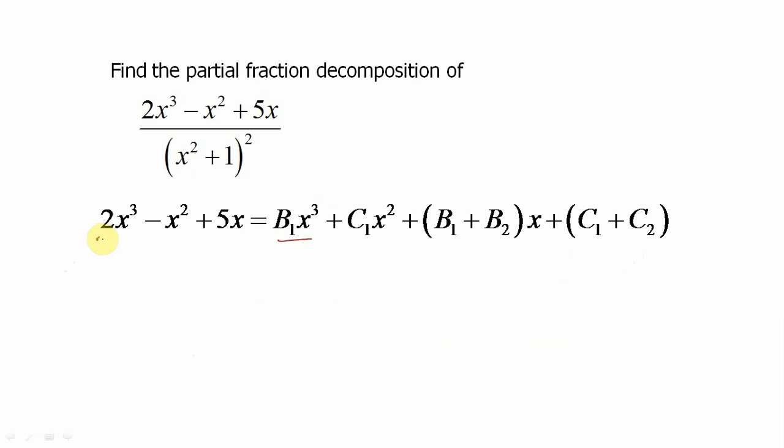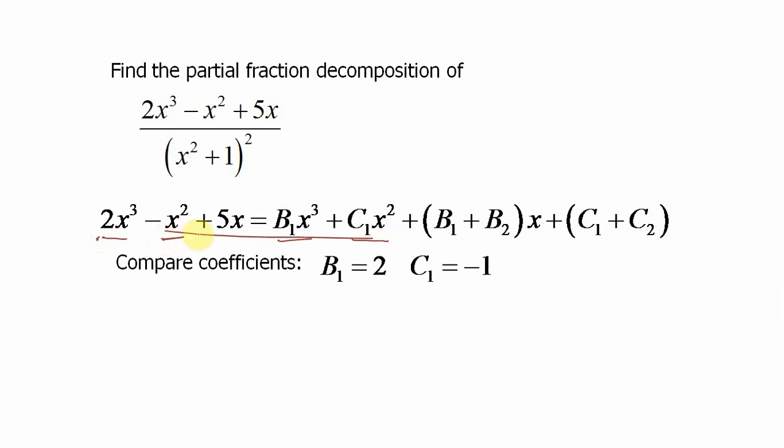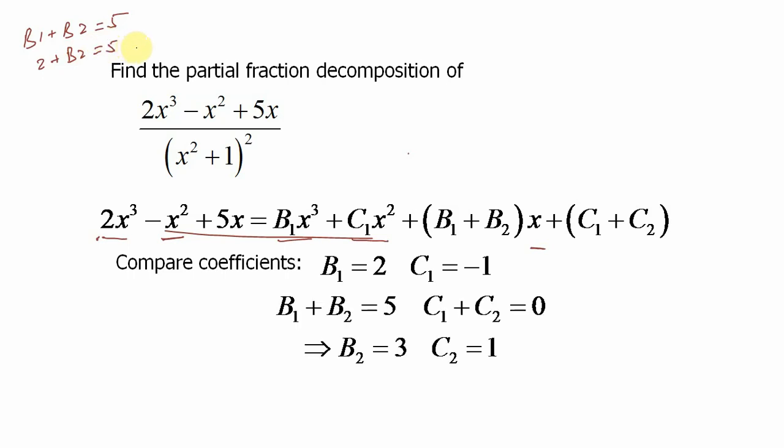x cube, I only have one term over here, so I get b1 is equal to 2. Simply b1 x cube is equal to 2x cube, so b1 is equal to 2. Right? Then again x square terms, I only have one term, c1 x square is equal to x square, so compare them, I get c1 is equal to minus 1, and for x I have two terms over here, I'll write b1 plus b2 is equal to 5. I already have the value of b1, that will be 2 plus b2 is equal to 5, that means b2 is equal to 3, and similarly I can find the value of c2.